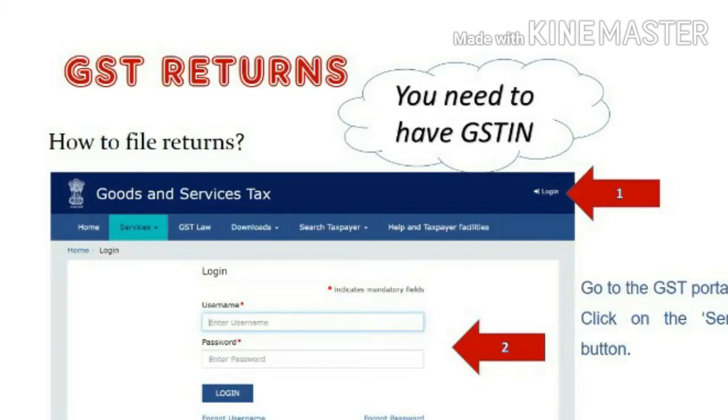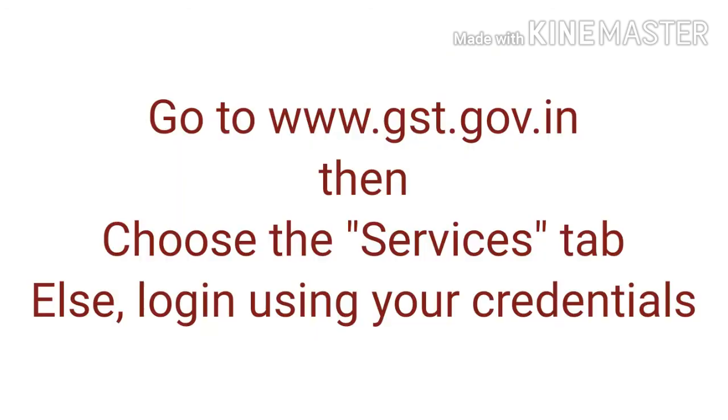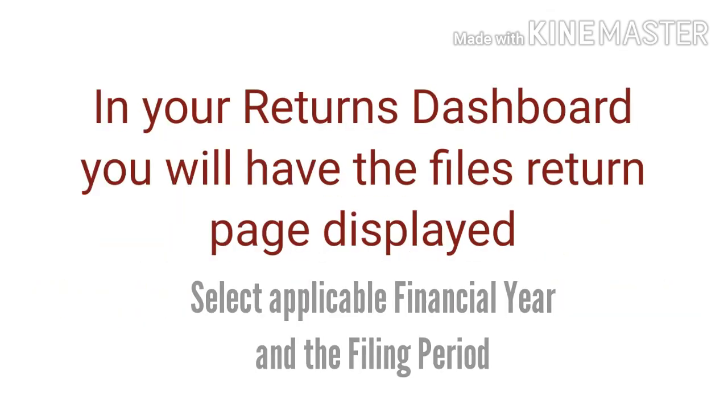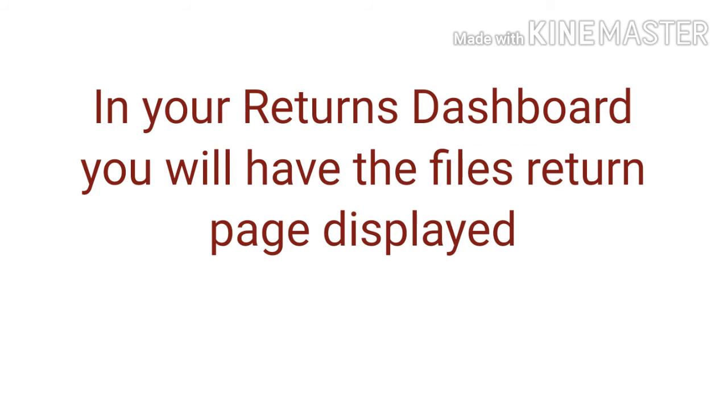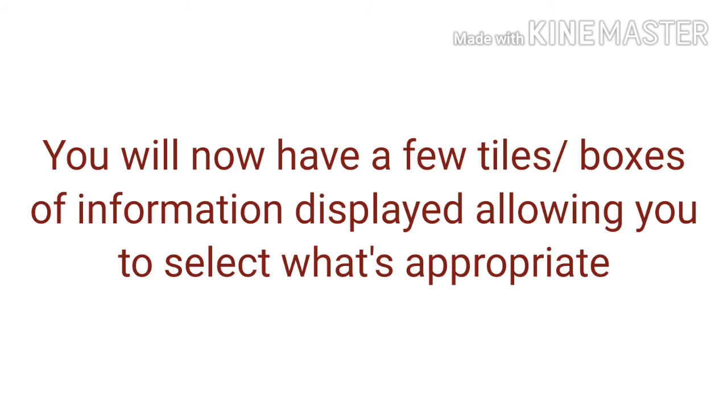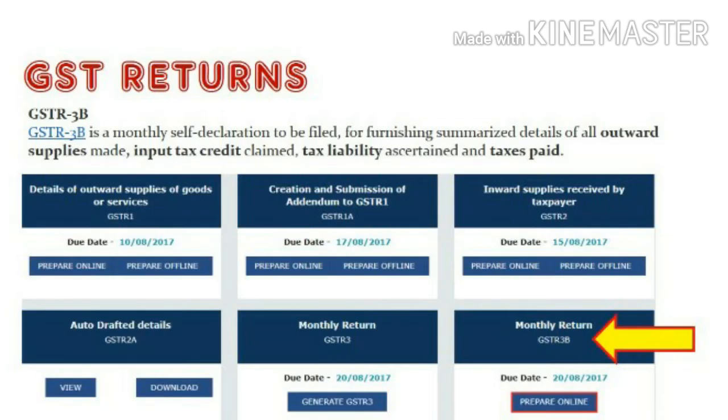Upon selection, you will have the File Returns page displayed. You need to select the financial year, say for example 2020-21, and the return filing period. For example, if it's due for the month of August, select August from the drop-down list, and then click the search button to the right. You will now have a few blocks of information allowing you to choose the appropriate returns filing, be it GSTR1, GSTR1A, GSTR2, GSTR3, and GSTR-3B.